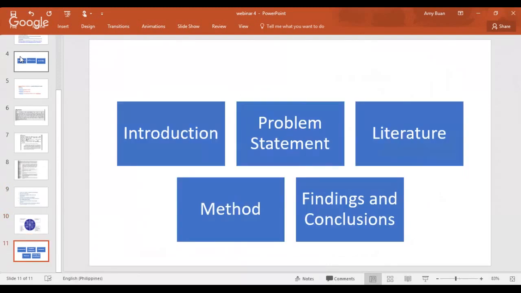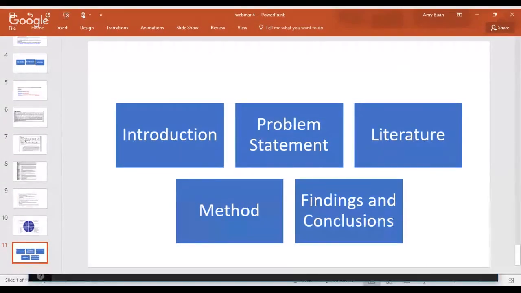Okay? So there are only 5 basic parts of our action research. You have your introduction. What's your problem statement? What literature could support you in your action? How do you collect your data, methods, and then findings and conclusion? So these are the basic parts of our action research. Okay? So I hope that's very clear for everyone on what is action research.